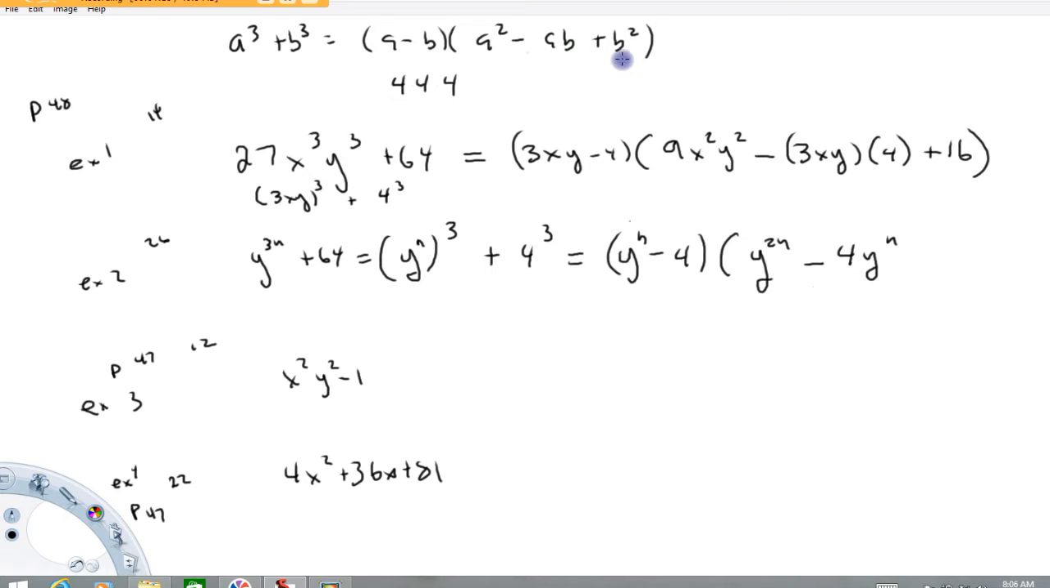And where are we at here? Oh, okay, plus b squared. So plus b, which is 4, squared. So I'll just go ahead and put plus 16. So this animal is now factored.